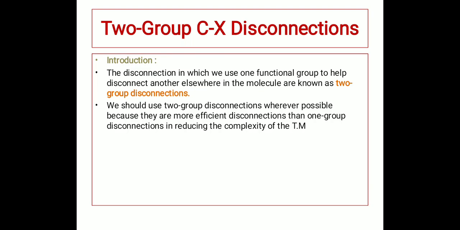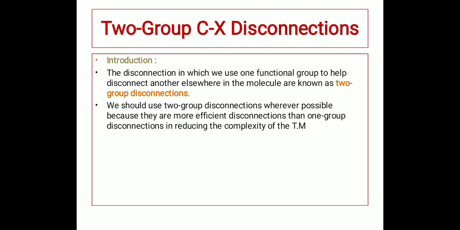Introduction. The disconnection in which we use one functional group to help disconnect another elsewhere in the molecule is known as two group disconnection. We should use two group disconnections wherever possible because they are more efficient than one group disconnections in reducing the complexity of the target molecule.